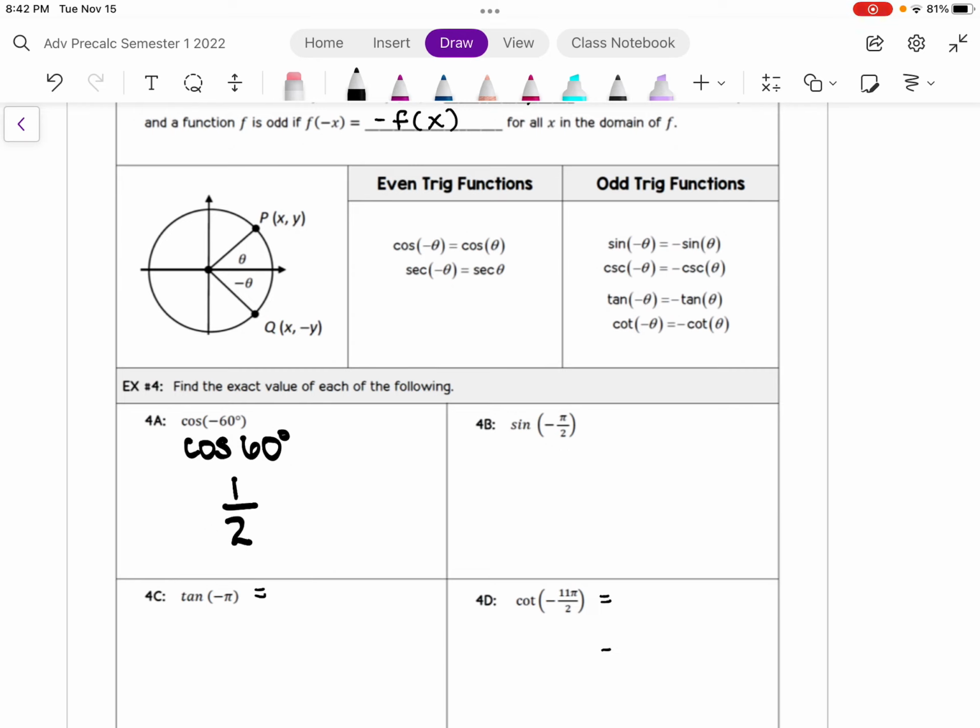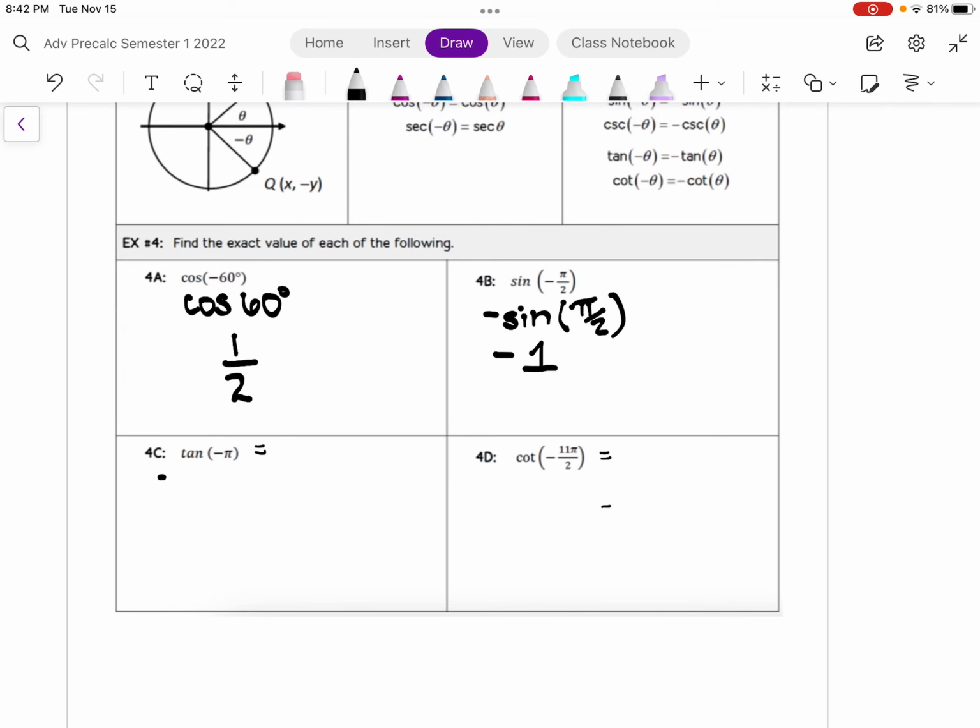All right, next, sine is odd, so that means that sine of negative pi over 2 is actually equal to negative sine of pi over 2. Well, sine of pi over 2, that's 90 degrees there. The y value there is 1, and then I bring down the negative.